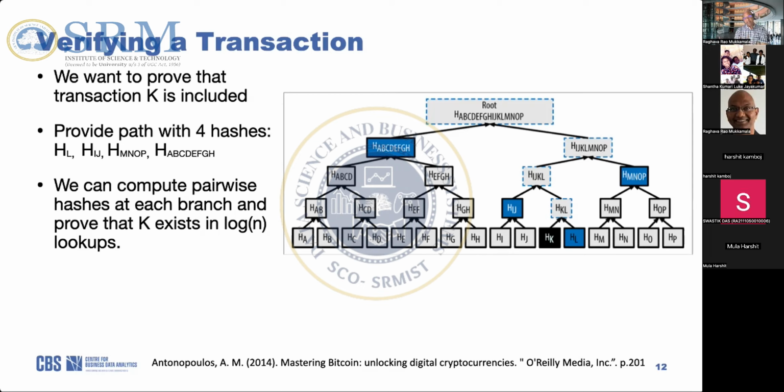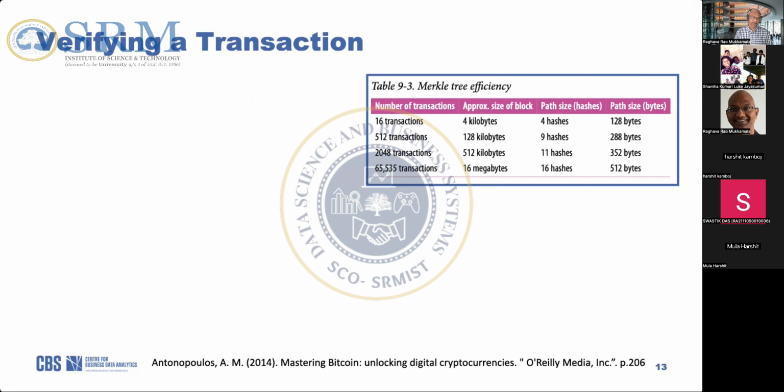So how much do we gain here? Rather than comparing all the 16 transactions, we only use 4 hash values to do this verification. Of course, in this case the gain is not a lot, because out of 16, you have to give 4, right?